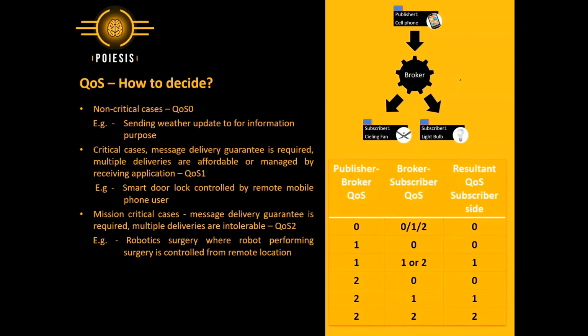In case of highly critical or mission critical cases where message delivery guarantee is required and multiple deliveries are intolerable, the best option is to go for QoS 2. An example of implementation is robotic surgery, where a robot is performing surgery and is controlled from a remote location.